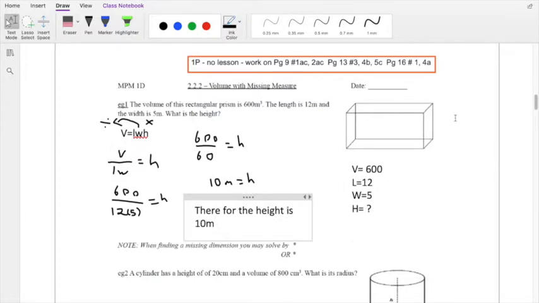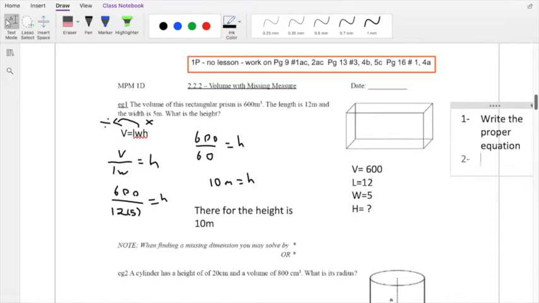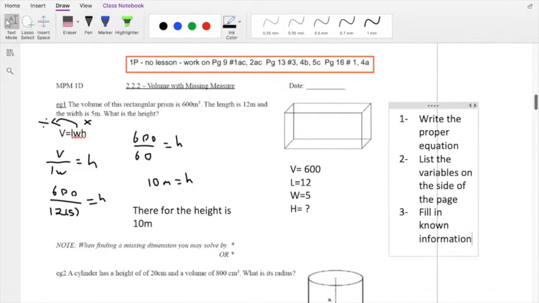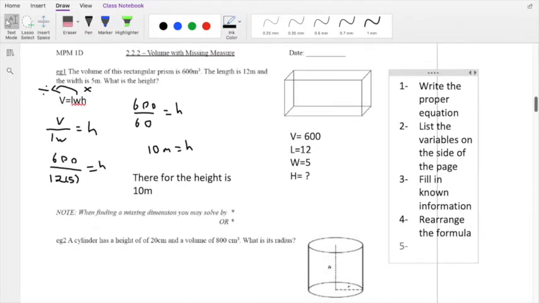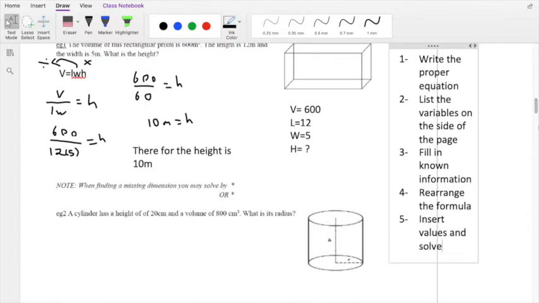A couple things I want to review here. If I were doing it, first thing I would do is write the proper equation that I need. 2 would be list the variables on the side of the page. 3, I would fill in known information. 4 would be rearrange the formula. And 5 would be insert values and solve.